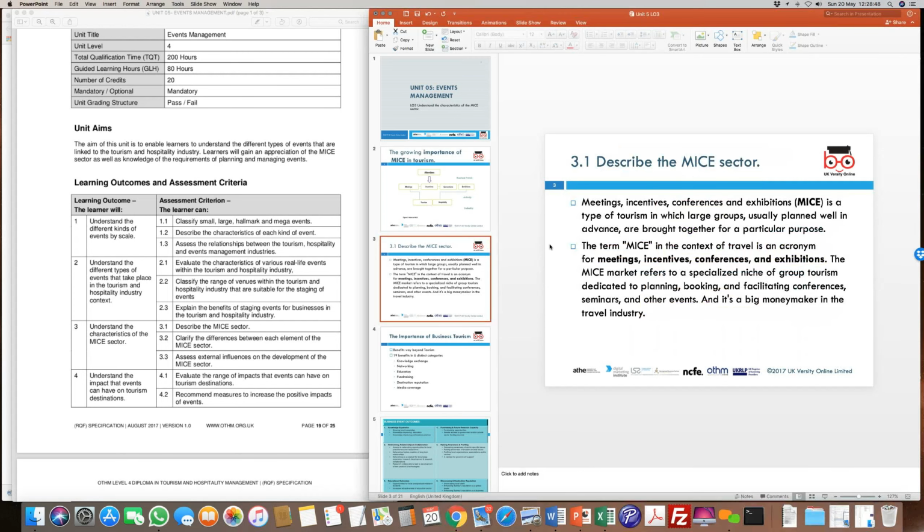Now, if I have to get into how we describe MICE, the first thing we will look at is a definition and how this term came about. Meeting, incentive, conferences and exhibition, MICE in short, is a type of tourism activity which involves larger groups.